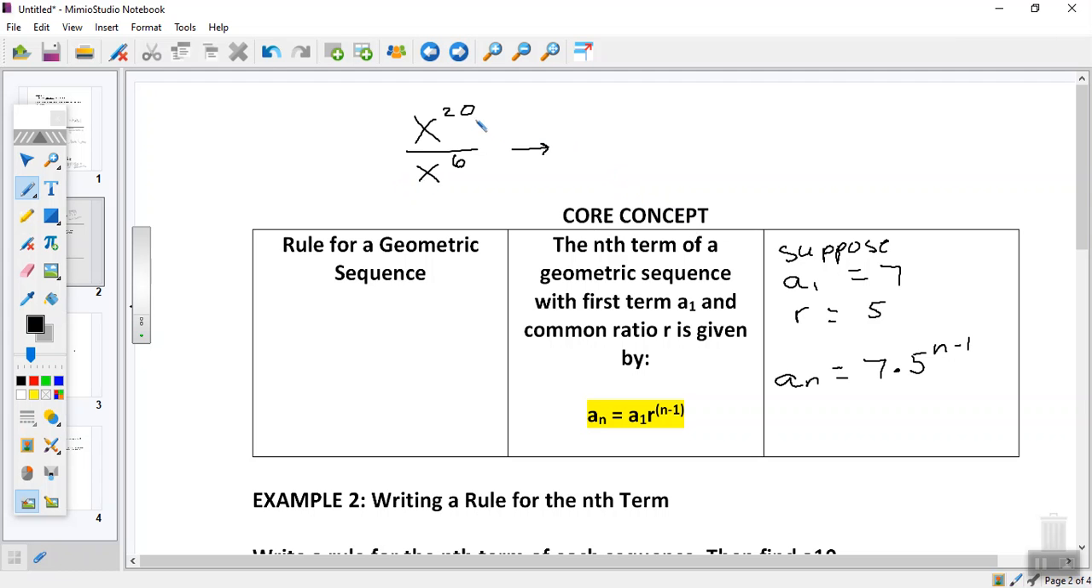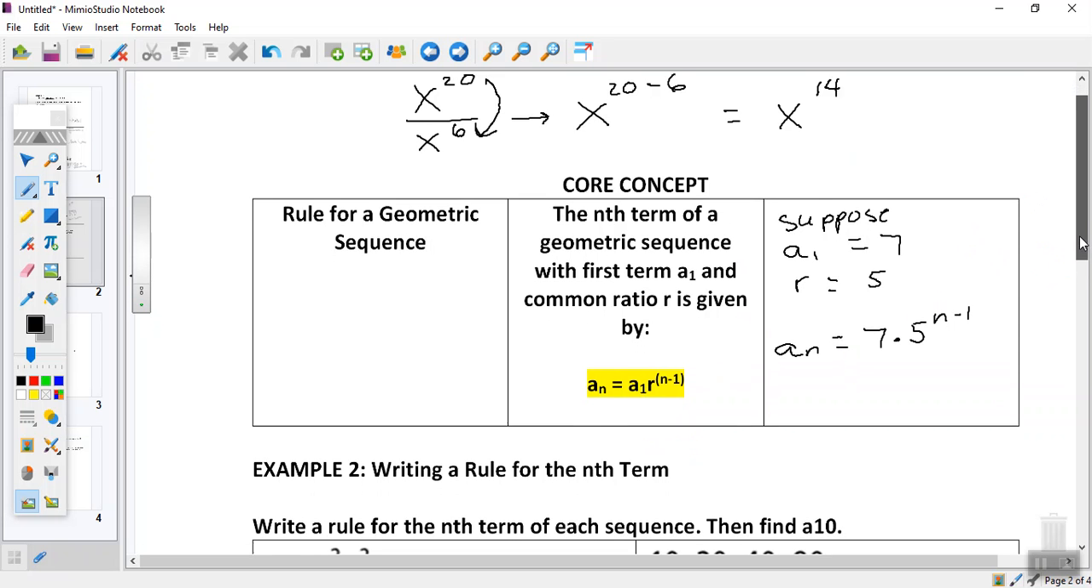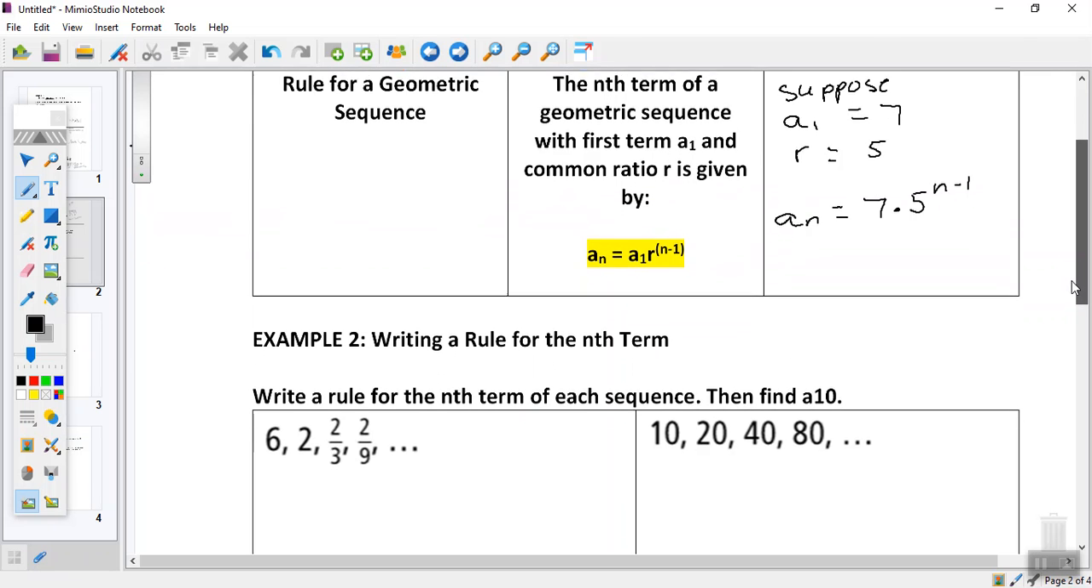X to the 14th. What do you do with the exponents when there's division like this with common bases? Yeah, this is the same as x to the 20 minus 6, right? Which would equal x to what power in simplest form? Okay, remember that because that's going to show up. All right. Okay, here we go.